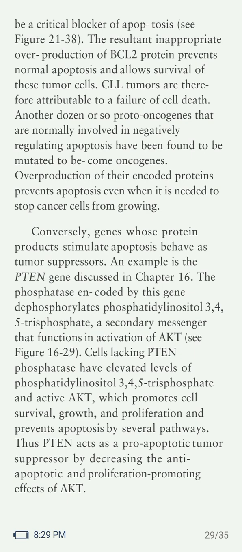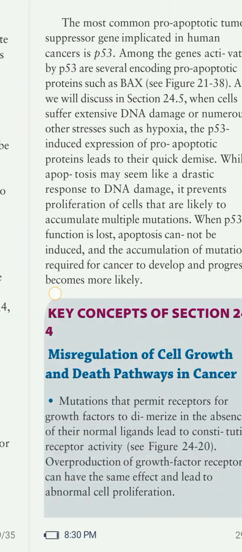Conversely, genes whose protein products stimulate apoptosis behave as tumor suppressors. An example is the PTEN gene. The phosphatase encoded by this gene dephosphorylates phosphatidylinositol 3,4,5-trisphosphate, a secondary messenger that functions in activation of AKT. Cells lacking PTEN phosphatase have elevated levels of phosphatidylinositol 3,4,5-trisphosphate and active AKT, which promotes cell survival, growth, and proliferation and prevents apoptosis by several pathways. PTEN thus acts as a pro-apoptotic tumor suppressor by decreasing the anti-apoptotic and proliferation-promoting effects of AKT.